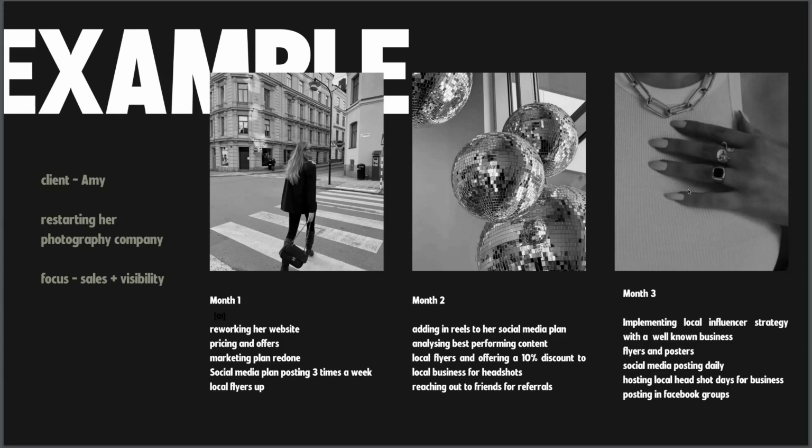In month 3, we were doing everything from month 1 and 2, but also implementing local influencer strategies with a well-known business. She was doing more flyers and posters, social media posting daily. And then she decided to host a local headshot day for businesses, which worked really, really well because of the work she had done in the previous months to build up her visibility, especially around businesses and headshots. And then she was also starting to post in local Facebook groups.